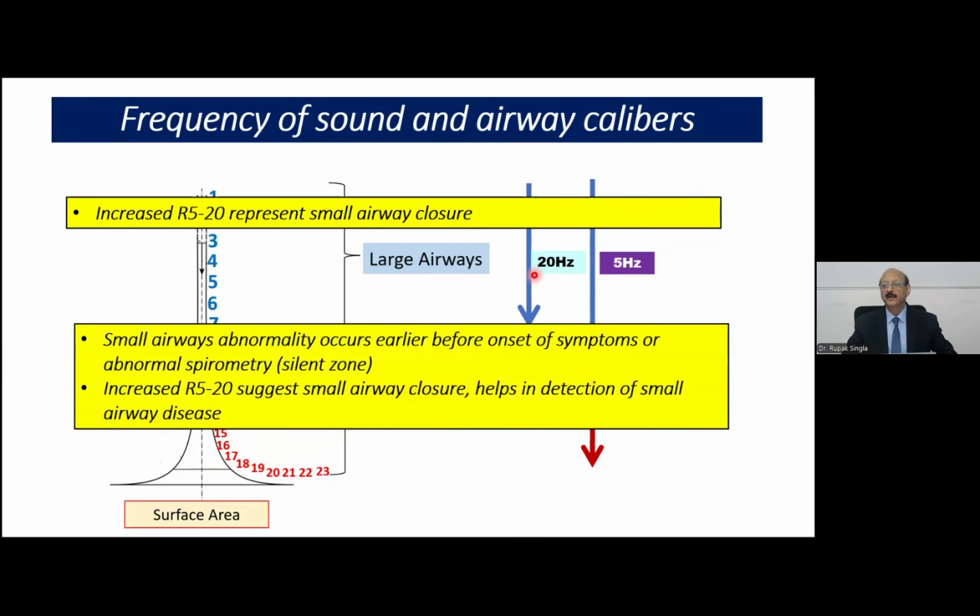Also, we need to know that small airway abnormality occurs much earlier, before the onset of symptoms or before the spirometry is abnormal, and that's why it is called the silent zone. An increased R5 minus R20 suggests small airway closure, and it helps in the detection of small airway disease.